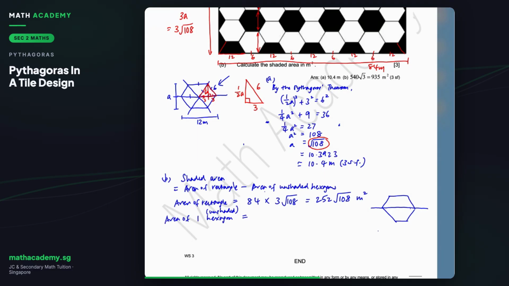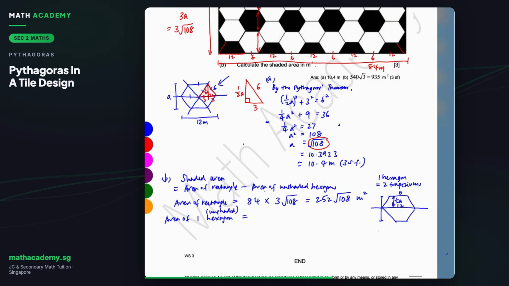Each part here is actually a trapezium. So one hexagon equals 2 trapeziums. We know that this length here is 12, this is 6, and the whole height here is actually 8. But I'm going to use half of it first, so half of 8. I'm going to use the area of the trapezium and then times 2.